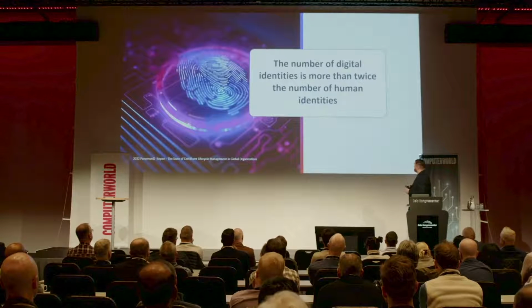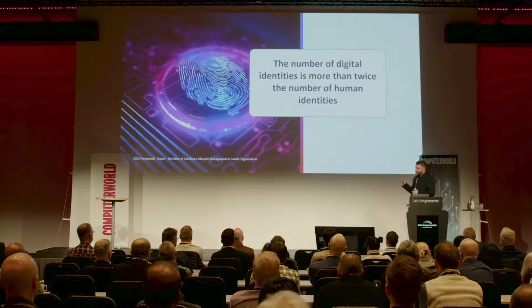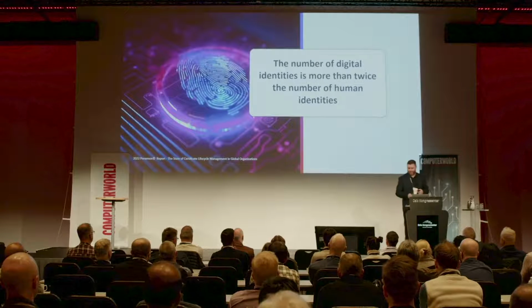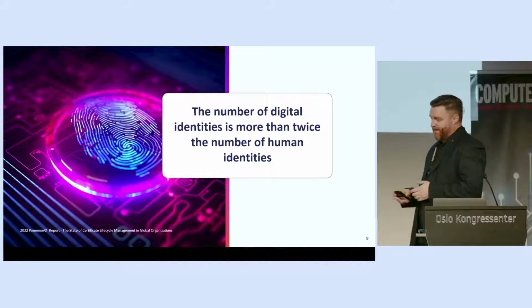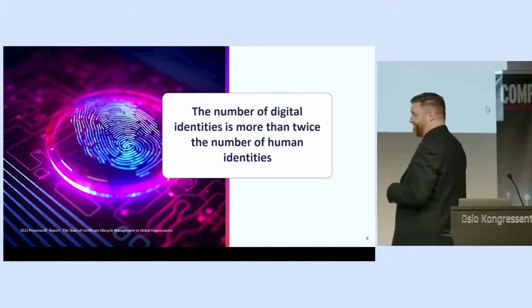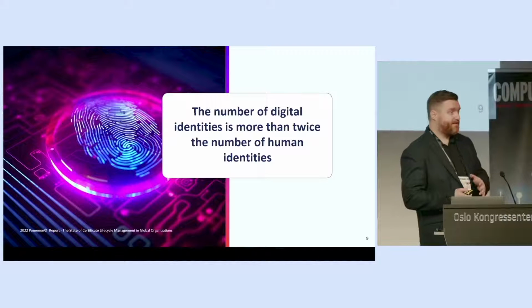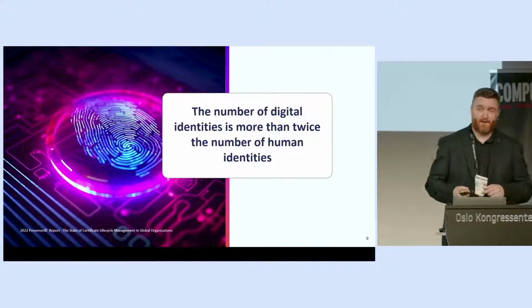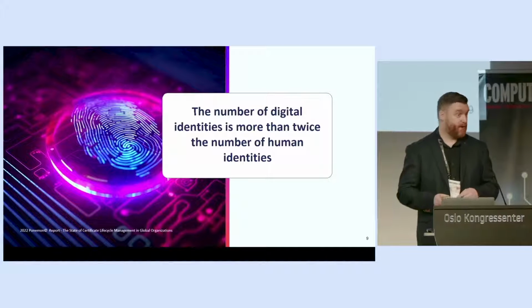But what's interesting is the number of digital identities that we have is now more than twice the number of human identities. I want you to take that in for a second. That means that of the 7.5, 8 billion people on the planet, arguably there are 16 billion digital identities out there at the moment. And that number is only going to go one way. And we all know what way it's going to go.